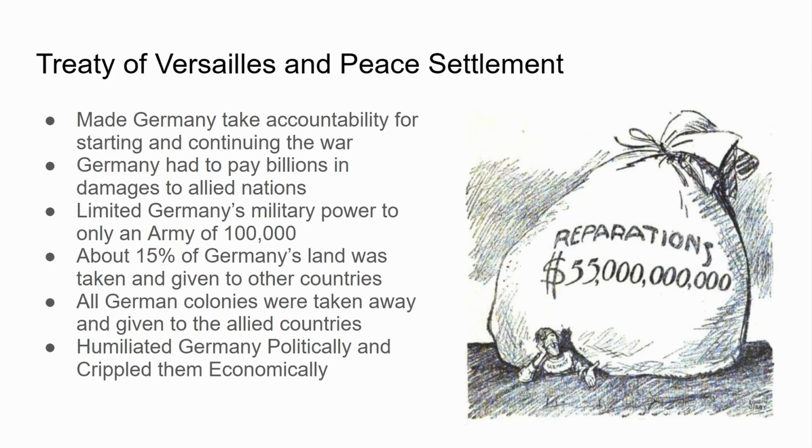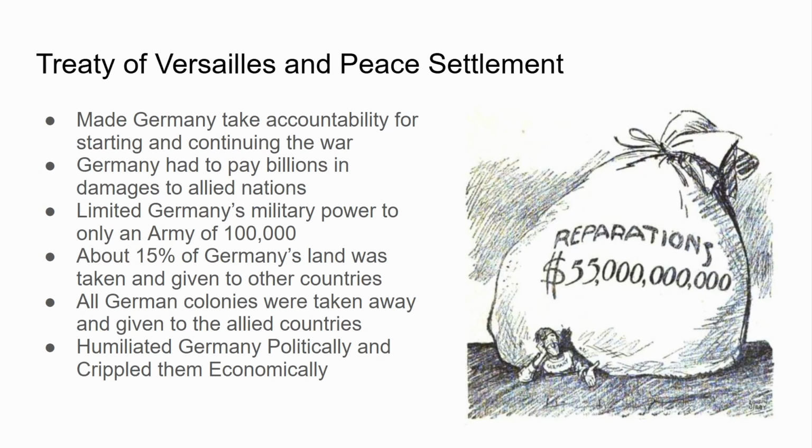The Treaty of Versailles and its peace settlement. The Treaty of Versailles made Germany take accountability for starting and continuing the war. This was the idea of war guilt, which was placed upon Germany. Even though the Germans didn't originally start the war, most of the reasons for the war were placed on the Germans because they did most of the fighting.